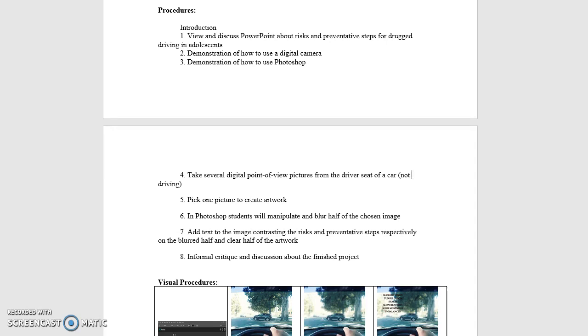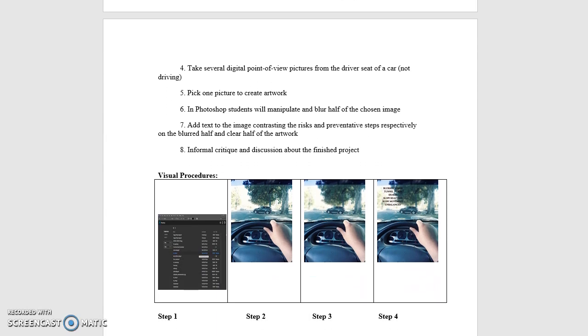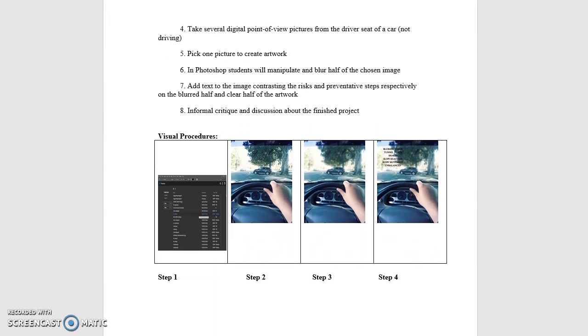Procedures. Students will listen to a PowerPoint about risk and preventive steps for drunk driving. During that time, there will be informal discussion to get students involved. After the 10-minute PowerPoint, 2 demos will take place on how to use the digital camera and the basic functions of Photoshop. Students will be asked to take several digital photos of different viewings and choose one to create their artwork with. They will then have the opportunity to manipulate the photo in Photoshop and create a poster with text. After this lesson is done, students will have an informal critique and talk about their process and their intent.